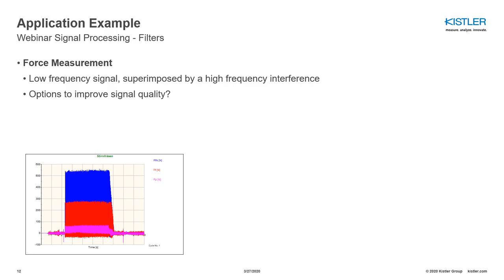In this real-world example, I'm going to show you how filters can improve the signal quality. In this example, we see three force curves. Basically, the three force curves are of low frequency content, but superimposed onto these three force curves we see a very high frequency interference. So what are the options we have here to improve the signal quality?